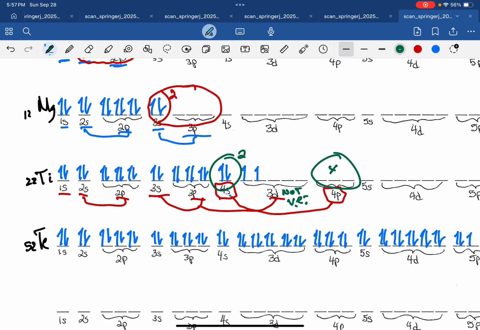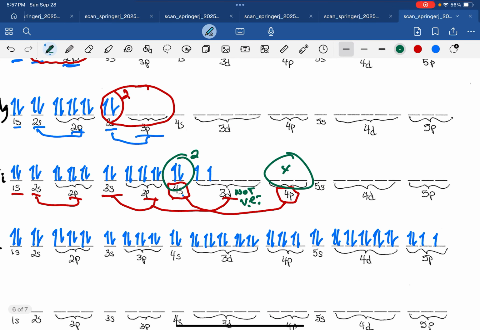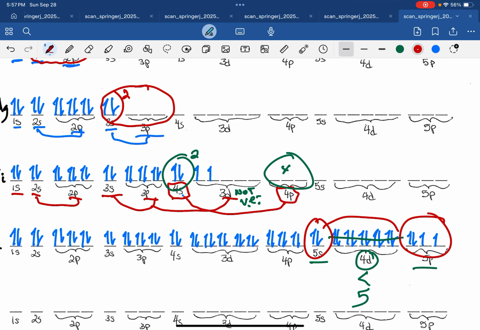All right, and finally we've got the Te-52. It's got electrons in the 5th energy level. Remember, 4 is less than 5, so those ones there are not valence electrons. The valence electrons are the 5s and the 5p. We've got a total of 2, 4, 5, 6. We're in group 6A. 6 is appropriate for 6A.